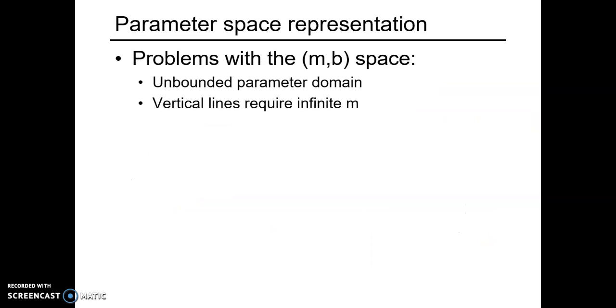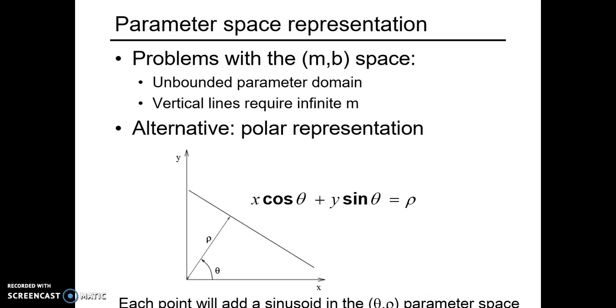Now what is the parameter space representation? You have to represent m and b. You consider the x-axis as the slope parameter m and the y-axis as the intercept parameter b. But this is an unbounded parameter space. There is no bound here. m can vary from minus infinity to infinity. b can also vary from minus infinity to infinity. Is there any alternative representation?